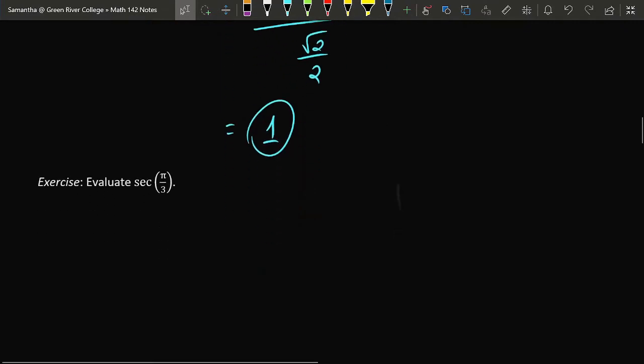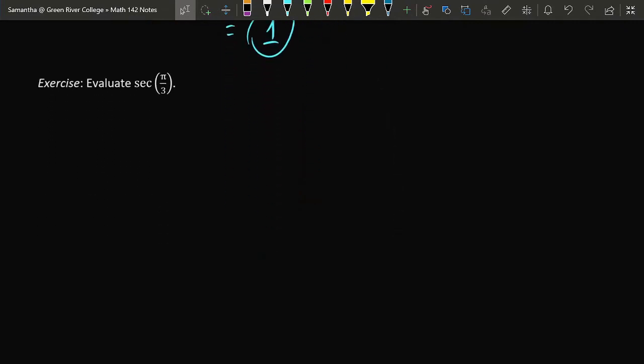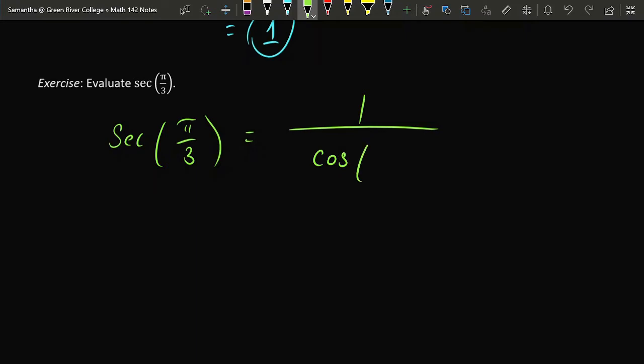What about secant? Someone says evaluate secant of pi over 3. So I'm going to use the fact that secant of pi over 3 is equivalent to 1 divided by cosine of pi over 3. So go back to that circle for just a second and figure out what's the value of cosine of pi over 3.